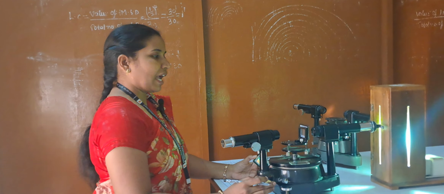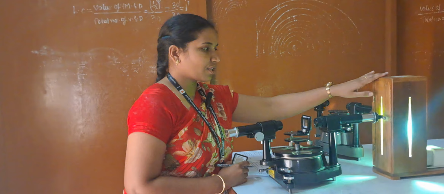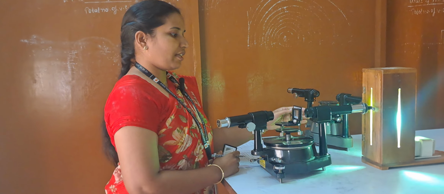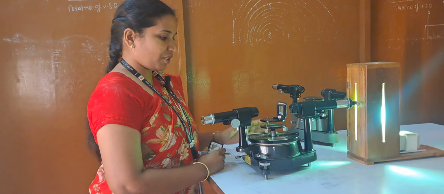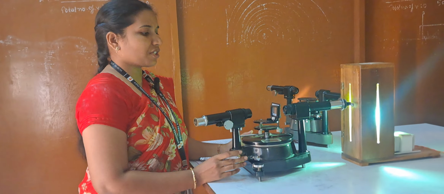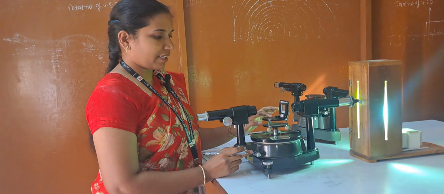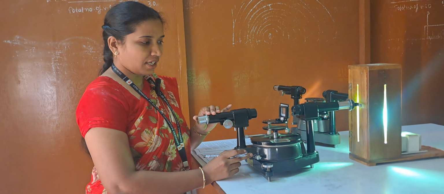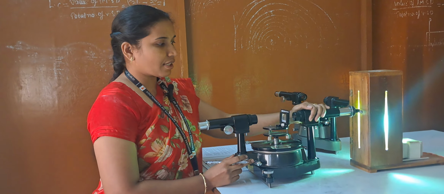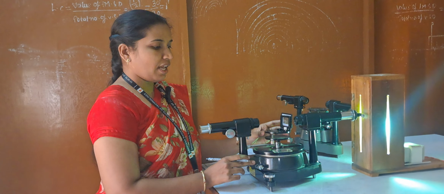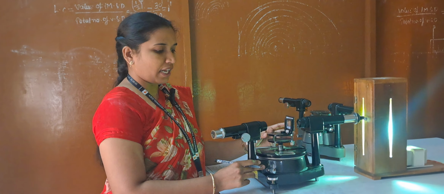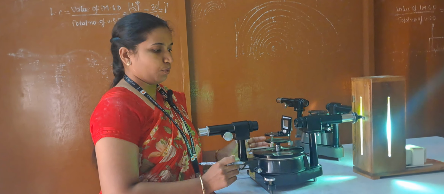Now this is the apparatus. This is the light source, a mercury light source, and this is the spectrometer. This entire spectrometer consists of three parts. One is the collimator, this is the prism table, and this is the telescope. As you can see, this collimator is not movable, whereas both the prism table and telescope are movable.